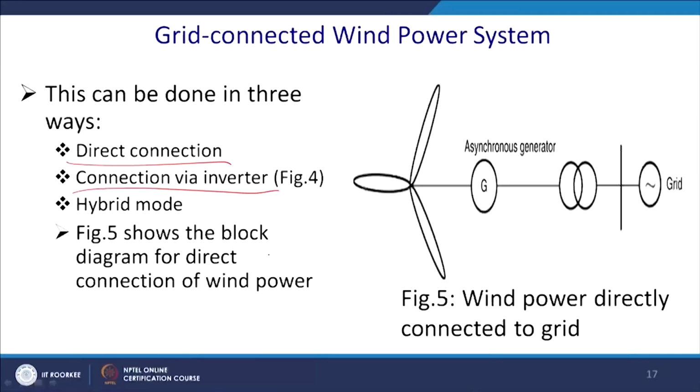Figure 5 shows the block diagram of the direct connection of the wind turbine. You have an asynchronous generator, thereafter it will generate, based on the gearbox, the same frequency, and it will be directly synchronized to the grid.